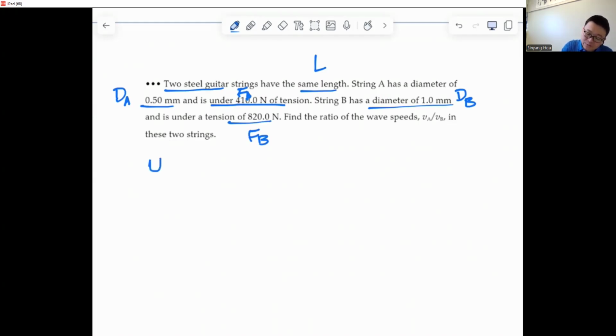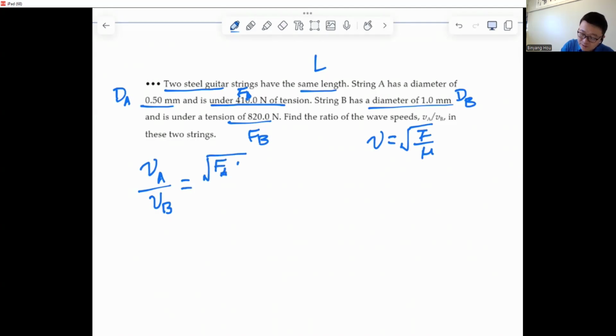Okay, so we're looking for VA over VB. So VA here, not UA. And we just learned that V is equal to square root of F over mu. So if we do that, this should be square root of FA over mu of A divided by square root of FB over mu B. We are given FA and FB, so we don't have to worry about that.